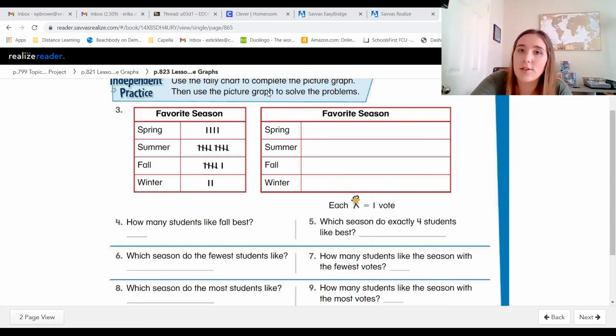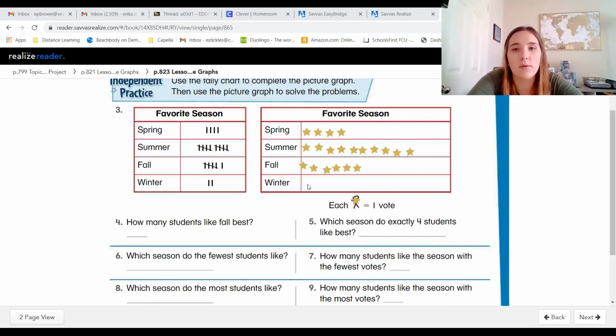So it says use the tally chart to complete the picture graph, then use the picture graph to solve the problems. So we need to take this data and put it into our picture graph about the favorite seasons of each student. So for spring, we have 4, so I'm going to put 4 stars. So 1, 2, 3, 4. For summer, we have 10. So 1, 2, 3, 4, 5, 6, 7, 8, 9, 10. For fall, there's 6. 1, 2, 3, 4, 5, 6. And for winter, only 2. Okay, so that's how we took the tally marks and made that into the picture graph.